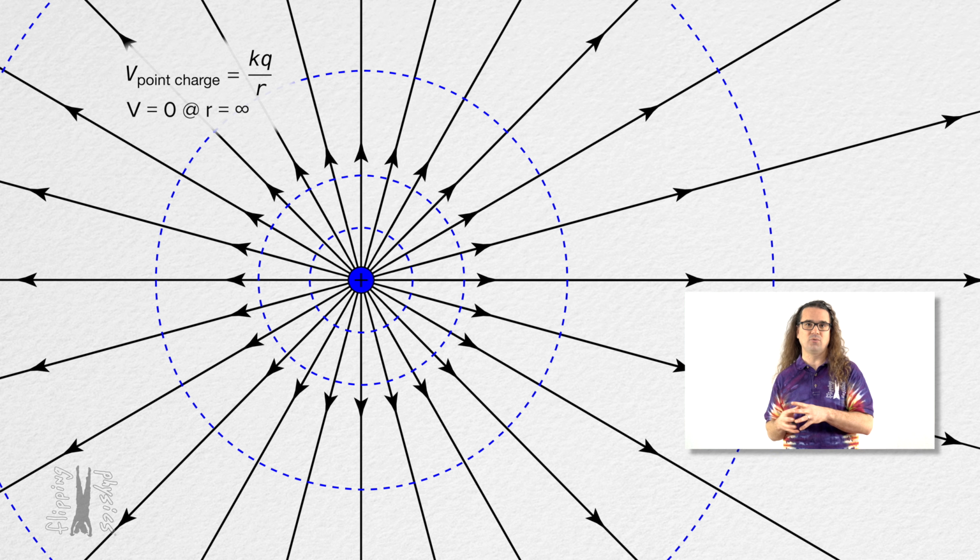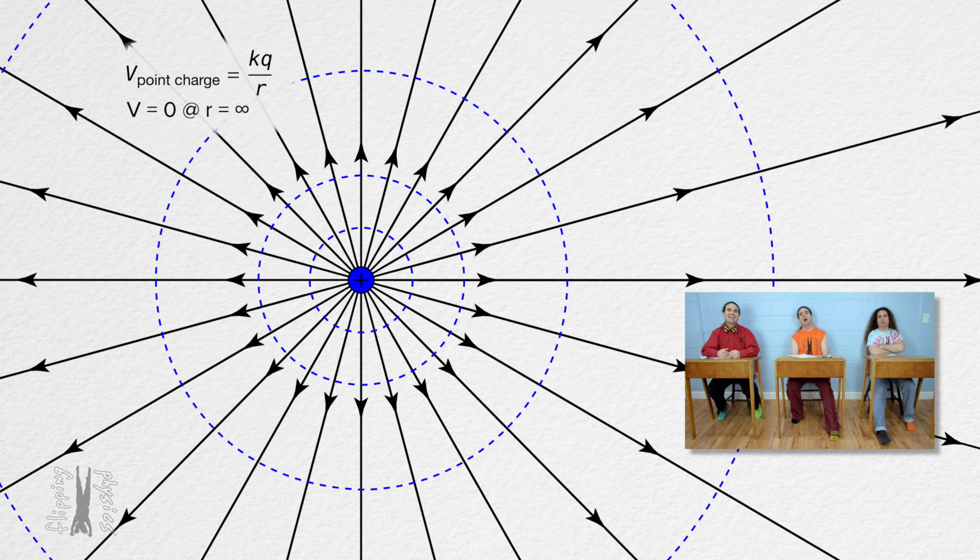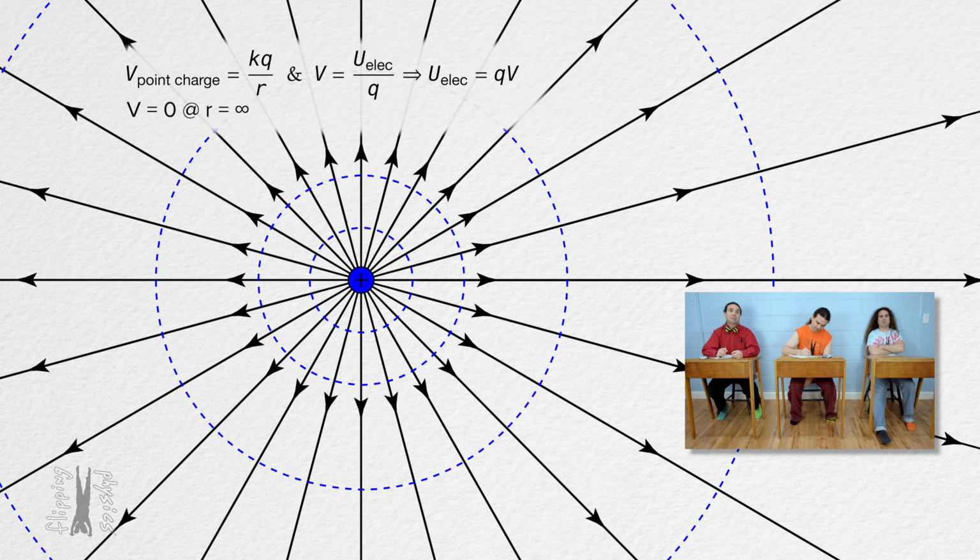Bo, using that, could you please determine the electric potential energy of two point charges? We know electric potential equals electric potential energy divided by charge. Electric potential energy then equals charge times electric potential.